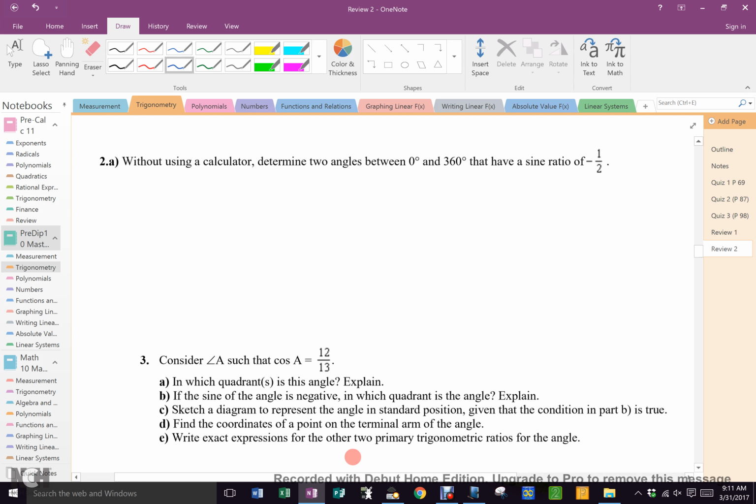Without using a calculator, determine the two angles that have that sine. It's negative, right? So it has to be over here. I lie. It has to be down here. Opposite, -1, hypotenuse 2. So how do you find them? You just shift sine of -1/2. What do you get?